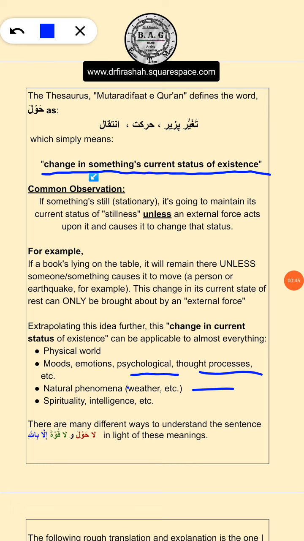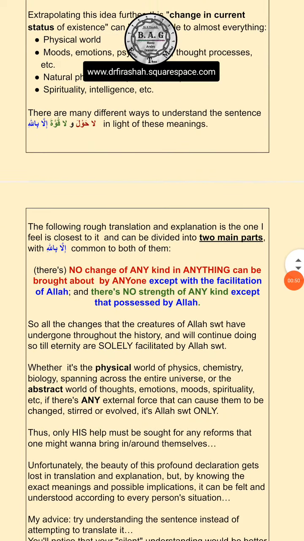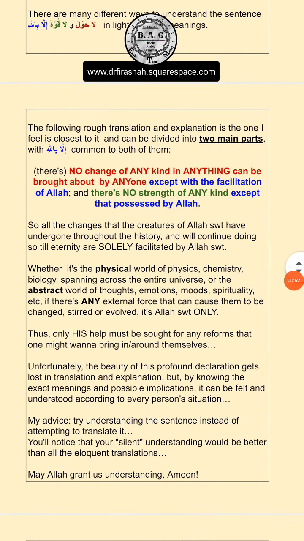this sentence. Now see what I've done here. There are many different ways to understand this sentence. However, the one that I feel closest to is what I have presented here. Once again, this is only a rough translation, because now that you know the meaning of hawla and you know the implication of la nasra formation, you can now very well understand in your head what this statement means, la hawla. I have still attempted a very rough translation, trying to capture everything in this statement.